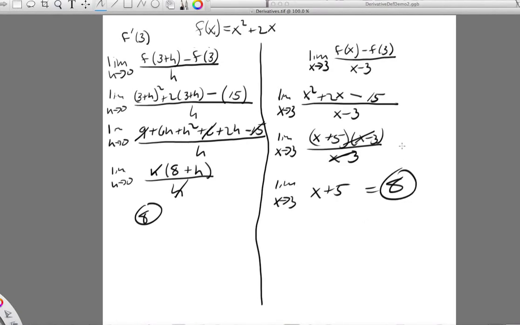Okay, so these are two different ways to evaluate the same derivative. You really should know both. I mean, generally speaking, we're going to use this one the most, but this one does come up on occasion, as it did when I was proving the chain rule the other day.